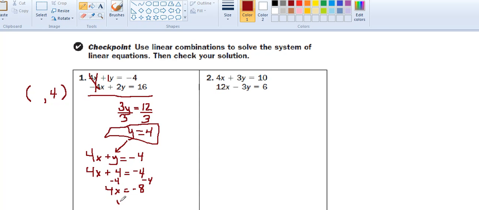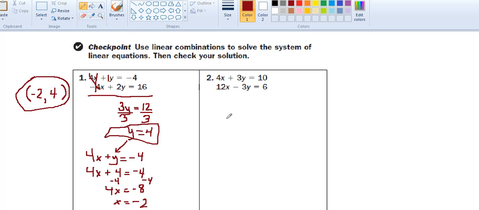Now when you solve this, we'll do this one mentally. Solve for this, x is worth negative 2. So we know that x in the ordered pair is negative 2. So the solution where these two lines would meet is negative 2, positive 4.